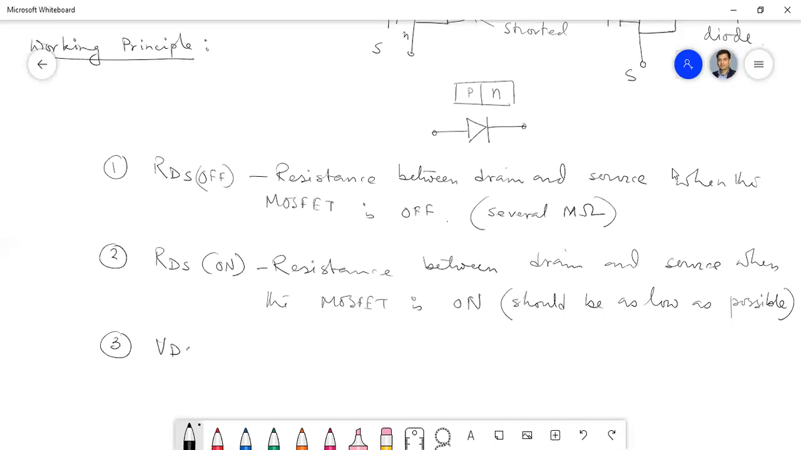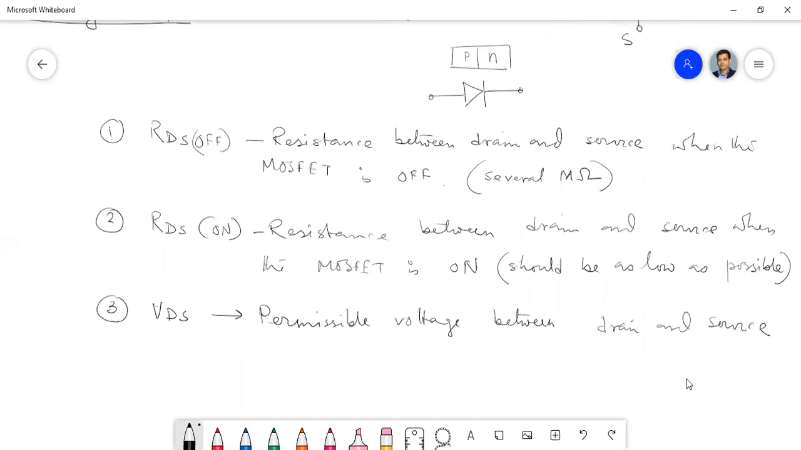Number 3 is VDS. So this is called the permissible voltage between the drain and source, for biasing.